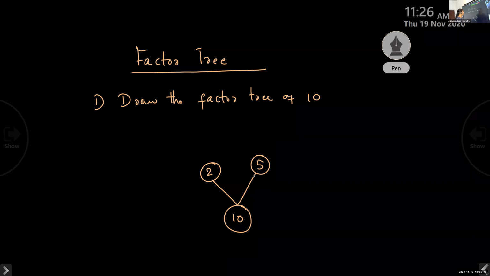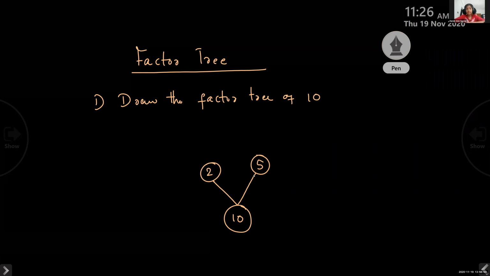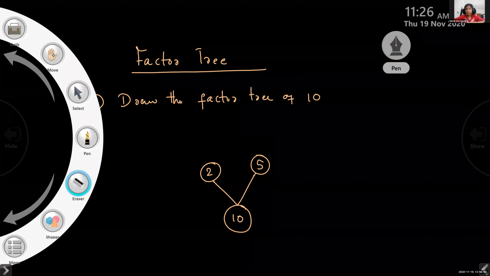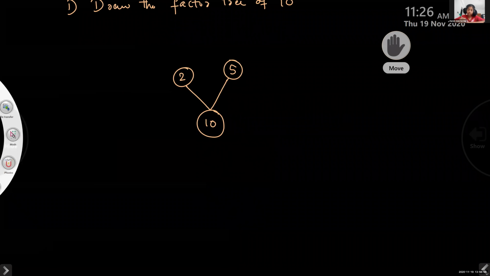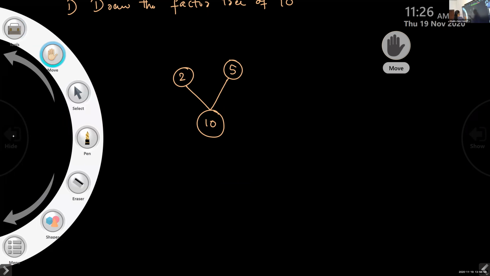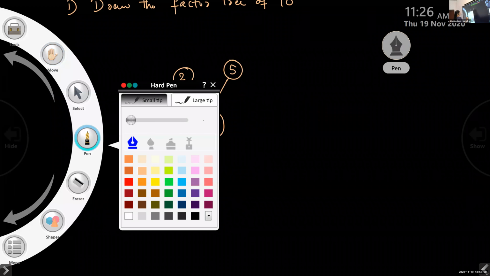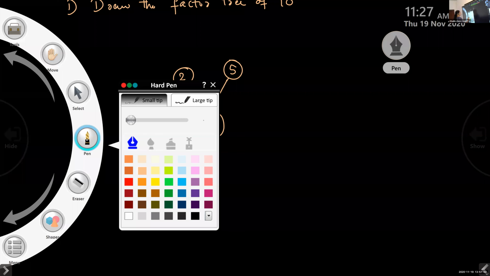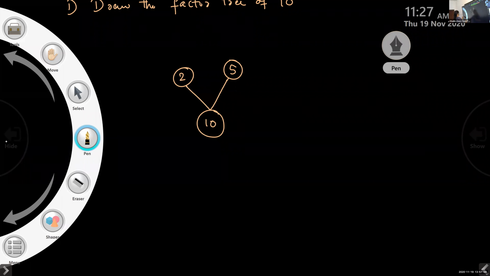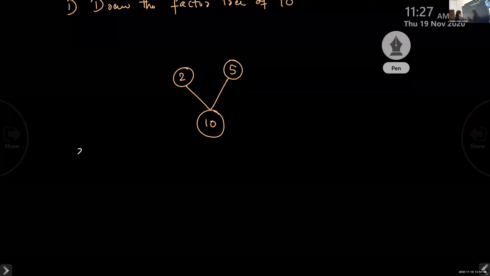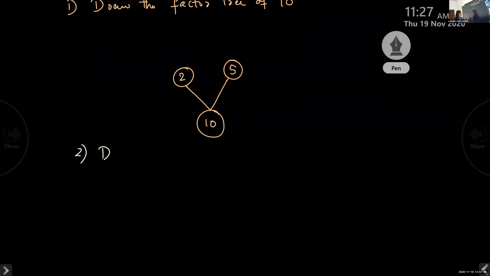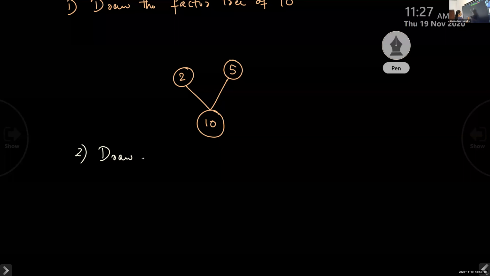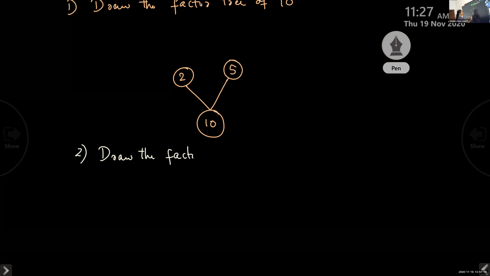Shall I give you one more question? Yes, ma'am. Second question. Draw the factor tree of 30. Draw the factor tree of 30. Will you also draw with me? Draw the factor tree of 30. One minute, children.